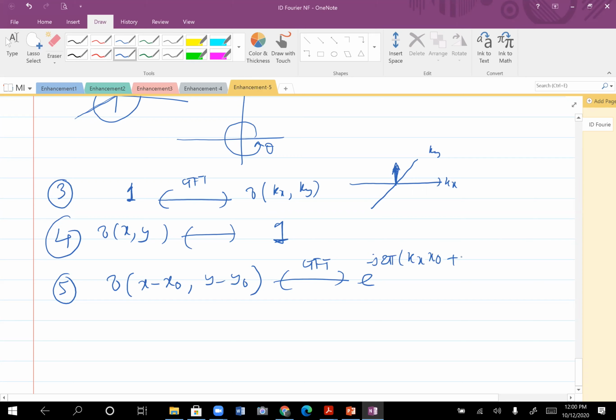Very good. That's all. So how does this, by the way, look like? Assuming x naught and y naught are positive. So let me call this x. Let me call this y. So where will be my impulse now? How many impulses will be there? One. Only one. Where is it located? At x naught comma y naught. That's it. Assume that this is my x naught. This is my y naught. So here there is one nail here. That's your delta of x minus x naught.